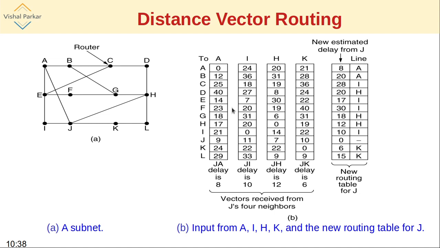Now we'll see one entry, E. To reach E, A claims to have a distance of 14. So similarly, JA distance is 8. So 14 plus 8, 22. I claims to have a distance to E as 7. So JI distance is 10. So it is 17.